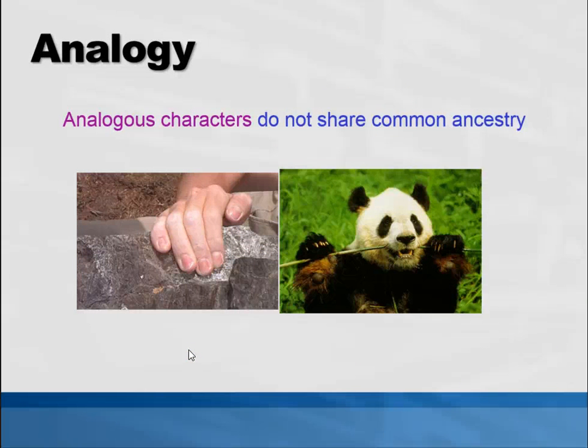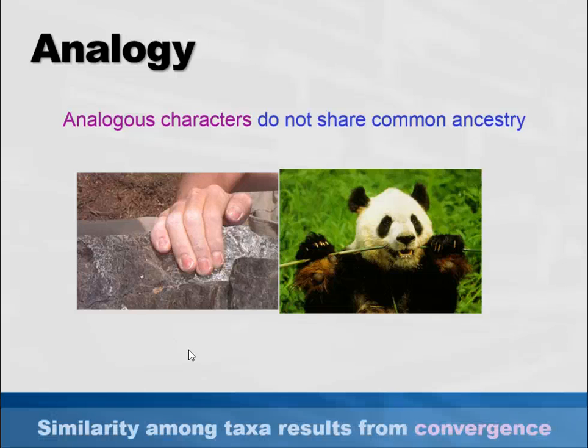Analogous characters don't share a common ancestor, so they don't come from the same thing, but they still show that evolution is occurring, because you have these structures that were different in other animals that have been shaped over time to look the same because they're fulfilling the same function. And the panda's thumb is a really good example. Here's our thumb. It's one of our five digits.